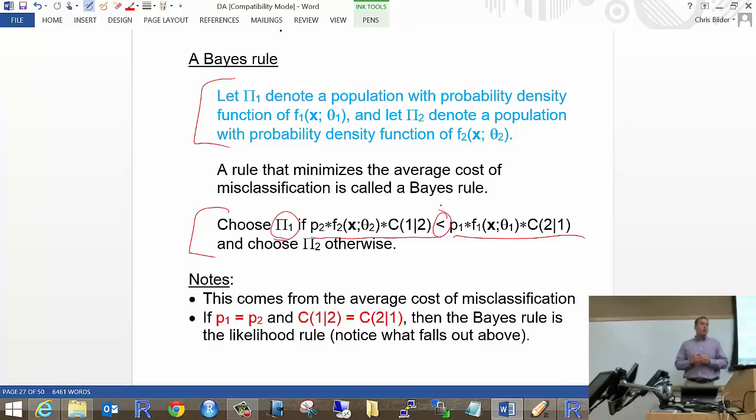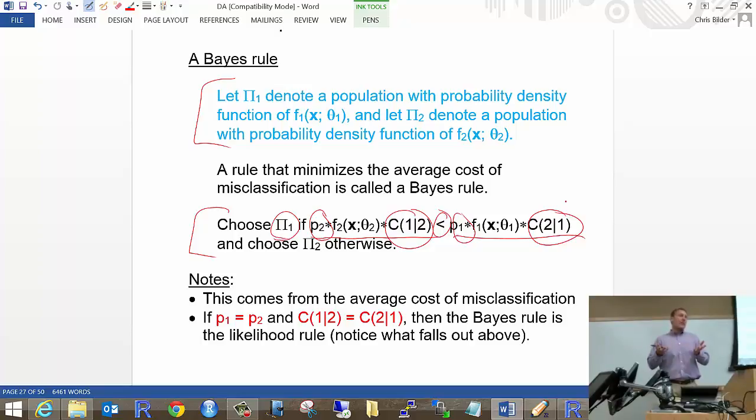Hopefully you remember the likelihood rule that we started off with, on page 4. Basically what we had on page 4, we had two densities. They were multivariate normal. And we said choose a particular population for an observation of interest corresponding to where you have a larger value for the density. We equated this to using a likelihood function or maximum likelihood estimation. So what I have just presented to you is exactly the same as what we had on page 4, except now I have a P2, I have a P1, I have a cost. So if we let the costs be equal, if we let P1 and P2 be equal, then what I just presented to you is equivalent to what we had on page 4.